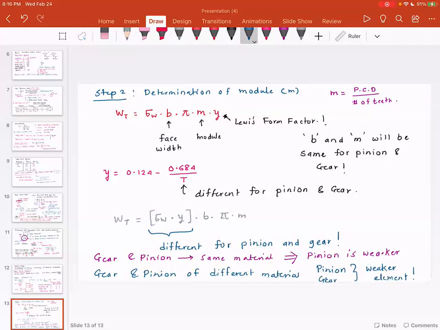Just by looking at the materials, we won't be able to tell whether gear is weaker or pinion is weaker. So when the gear and pinion are made of different material, first we have to find out which one of the two is weaker. And Lewis's equation must be applied. This is something you have to keep in mind: it must be applied to the weaker element.